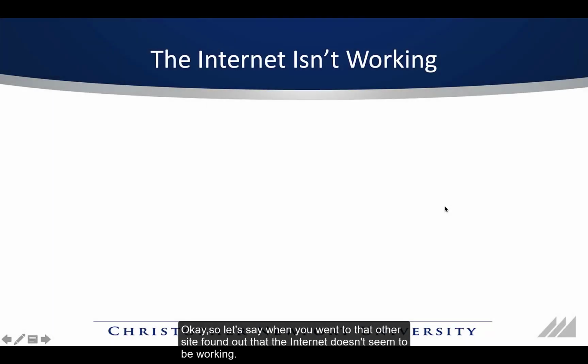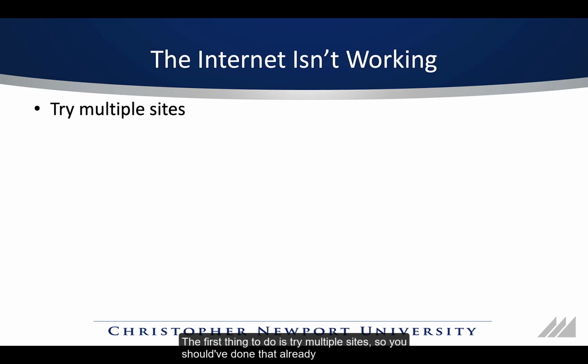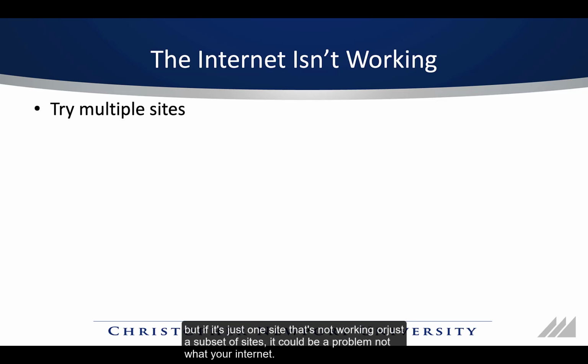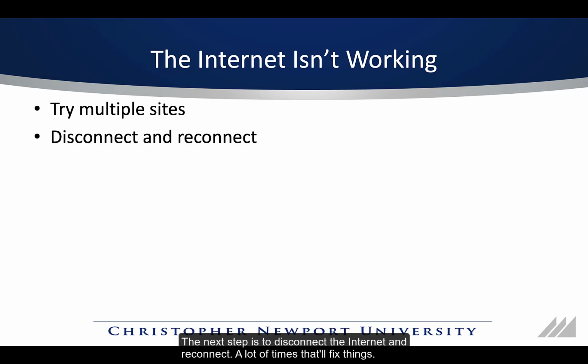Okay, so let's say when you went to that other site, you found out that the internet doesn't seem to be working. The first thing to do is to try multiple sites. So you should have done that already, but if it's just one site that's not working or just a subset of sites, it could be a problem not with your internet. The next step is to disconnect the internet and reconnect. A lot of times that'll fix things.